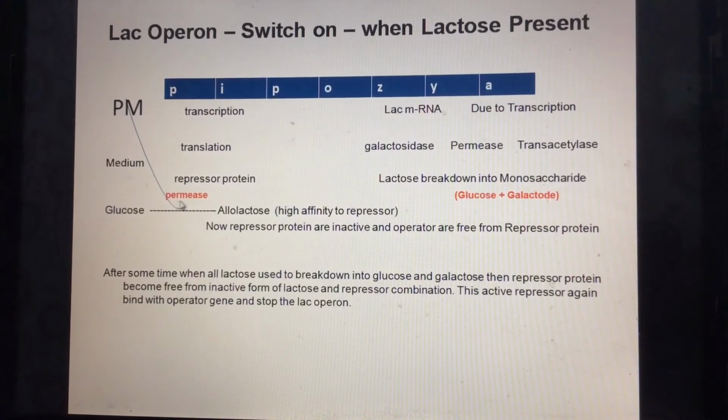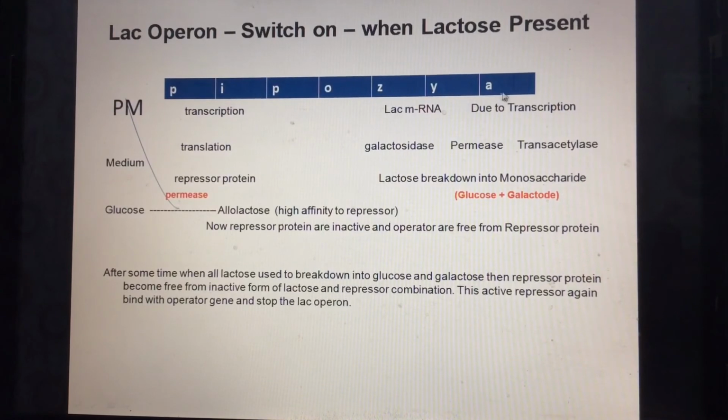The lactose permease enzymes are present, generally a small number of permease enzymes. They transfer lactose from the outside to the inside. Allolactose binds with the repressor proteins, so the active repressor proteins are not free to bind with the operator region. So the promoter is free, and they will start producing RNA polymerase.